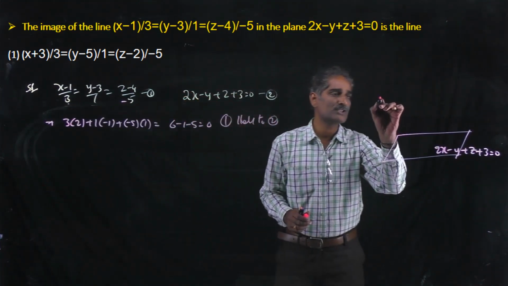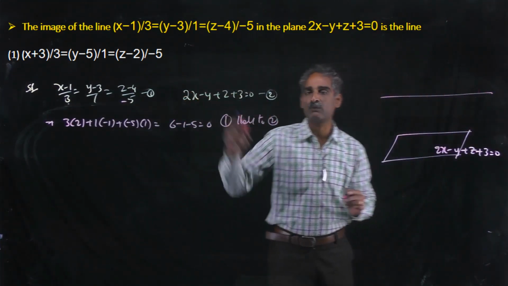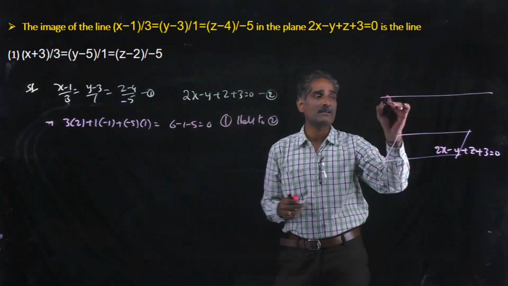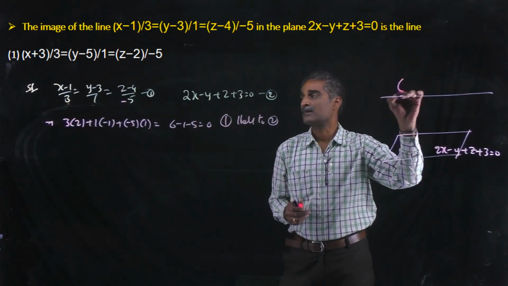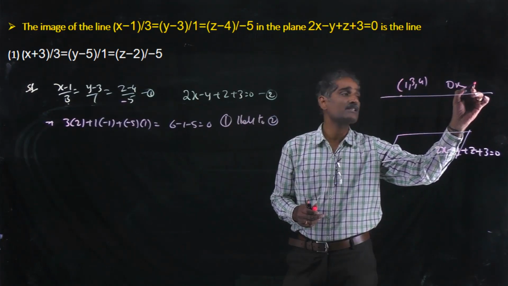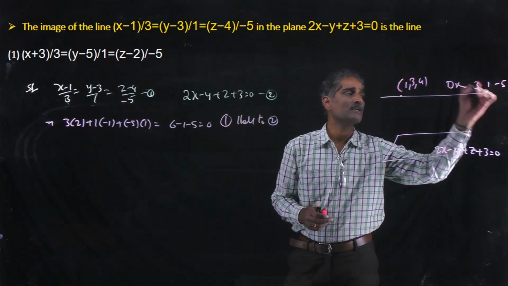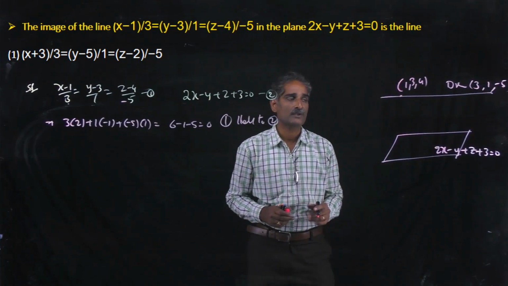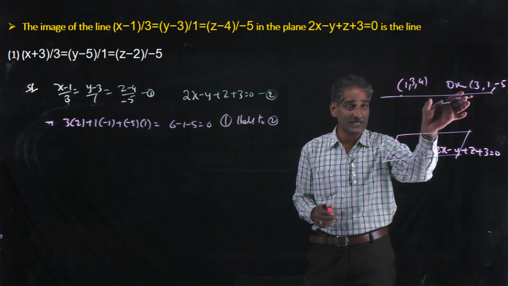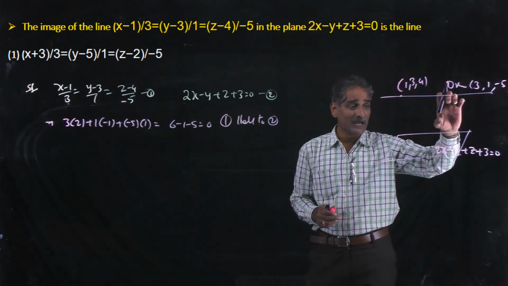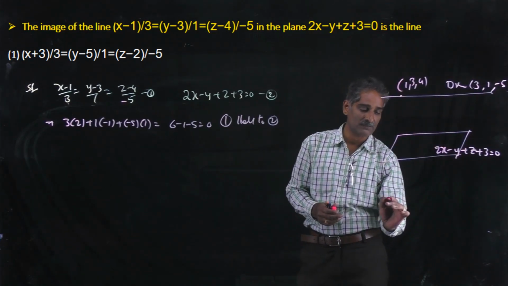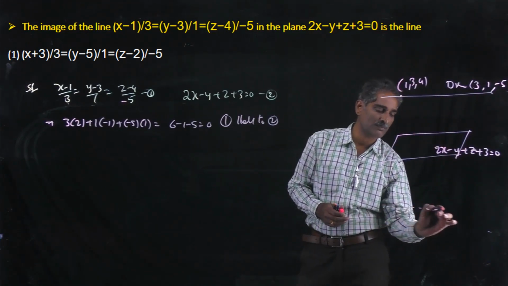That means suppose this is the position of the line. This is the line passing through the point (1, 3, 4) and having the DRs 3, 1, -5. These are the DRs of this line. We have to find the image of this line. The image of this line is nothing but a line which is parallel to the plane, having the same distance, and lying on the opposite side of the plane. Suppose this is the position of the required line.